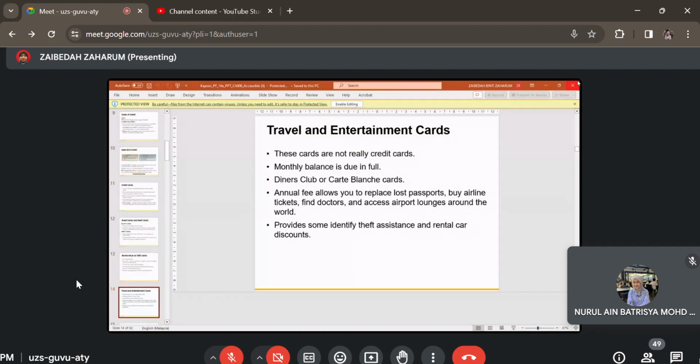Okay. Contoh kat sini Diners Club, okay, ataupun Diners Club selalunya di bawah Amex lah, American Express punya ni lah.